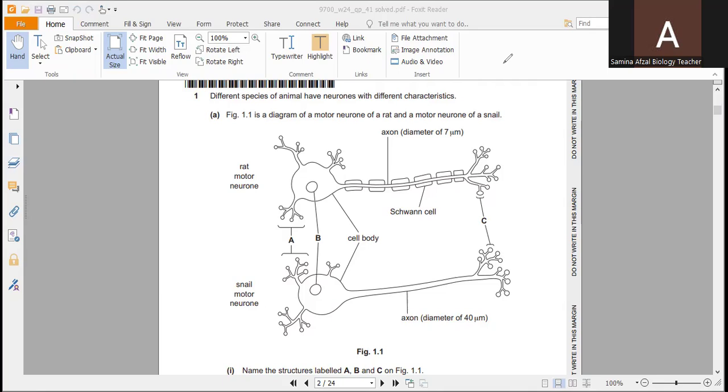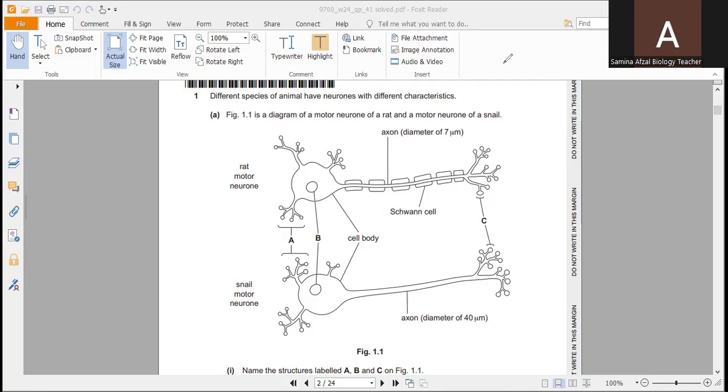First of all, you can see the cell body. Both of these neurons have cell bodies with nuclei, and dendrites and axons are there, but you can see the difference in diameter: the snail motor axon is 40 micrometer, whereas the rat motor axon is 7 micrometer. So the diameter of the snail motor axon is greater than the rat's.